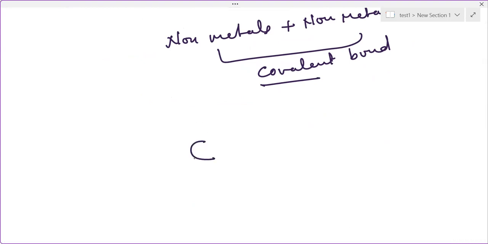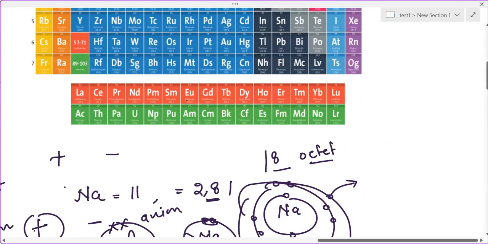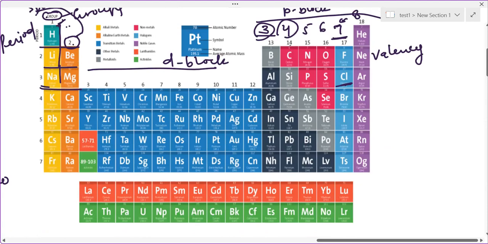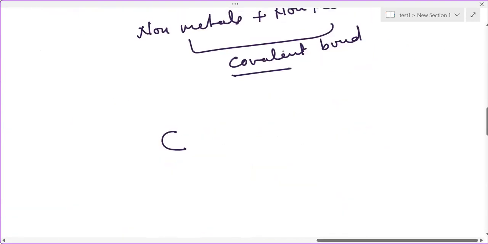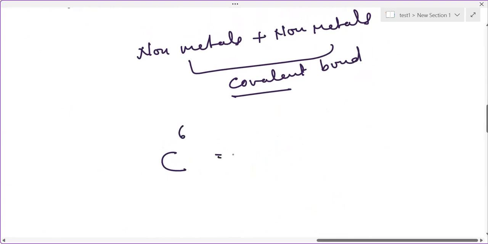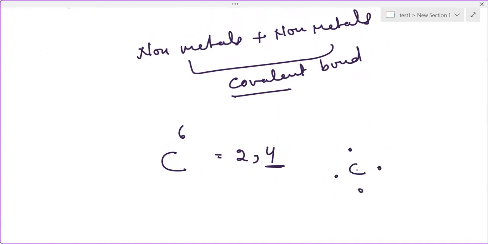When we see the carbon atom, what will be the atomic number of carbon? Look here in the periodic table. This is carbon. It has atomic number 6. The number written over the element is the atomic number, and the number written at the base of the element is the mass number. So the atomic number of carbon is 6, and its electronic configuration will be 2, 4. So it means 4 electrons are present in the outermost shell of carbon. Now carbon needs to fulfill its octet to get stability.